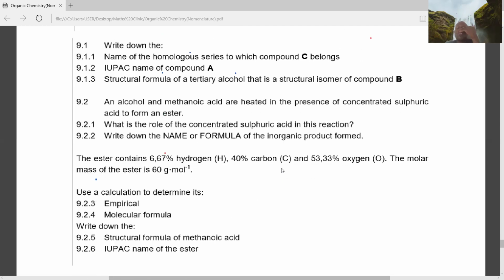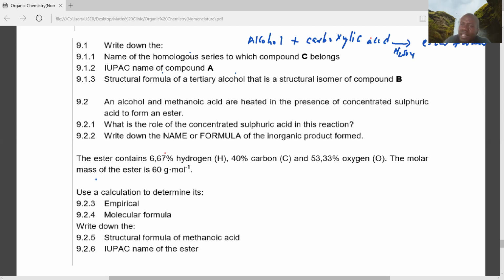Here it says an alcohol and methanoic acid are heated in the presence of concentrated sulfuric acid to form an ester. That is esterification, actually. As I said, if we take an alcohol and combine it with a carboxylic acid through a catalyst called sulfuric acid, then it will form an ester plus water.